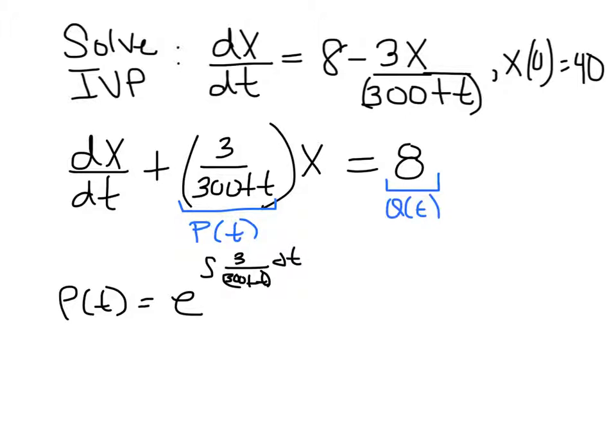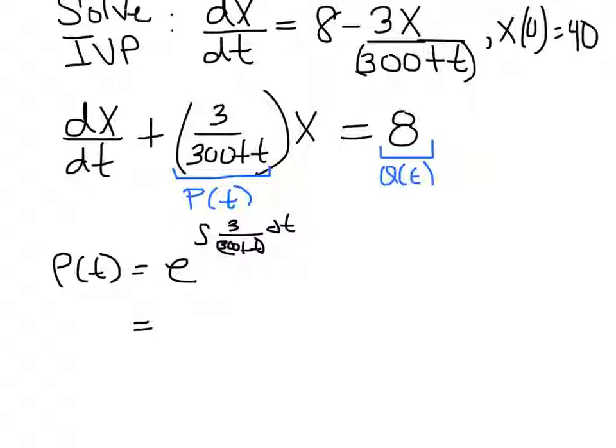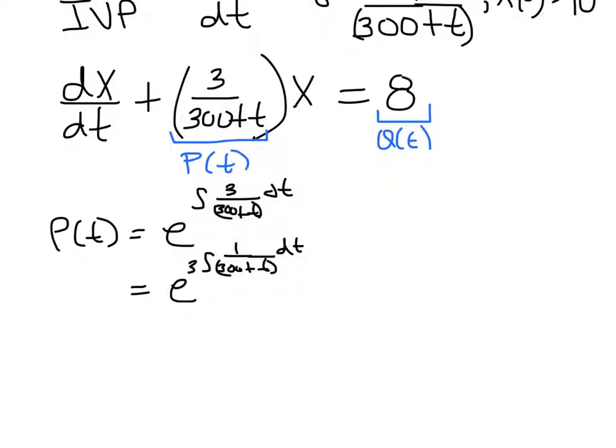And this integral, let me just go ahead and work vertically here. So we have e to the, and I'm going to take out my constant. This is an intermediate step. If you want to skip this step, that's fine. Again, it depends how comfortable you are with integrating. Hopefully pretty comfortable. So here I'm going to use u substitution. I'm going to let u be 300 plus t. Therefore, du is equal to dt, and this is a nice one.